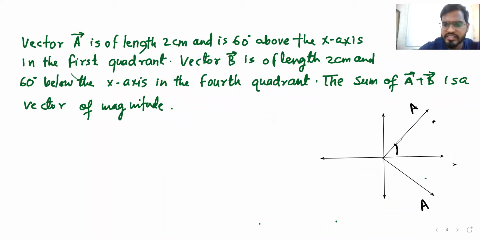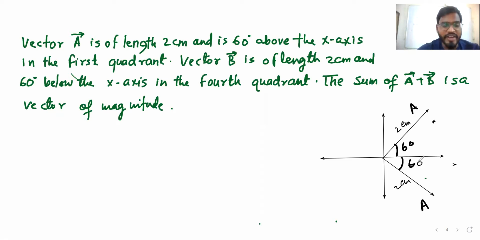This angle is 60 degree, and this angle is also 60 degree. This is 2 centimeter, this is also 2 centimeter. You guys understood in the first quadrant, I had drawn 60 degree. And then next, in the fourth quadrant, again 60 degree, so I drew it 60 degree.